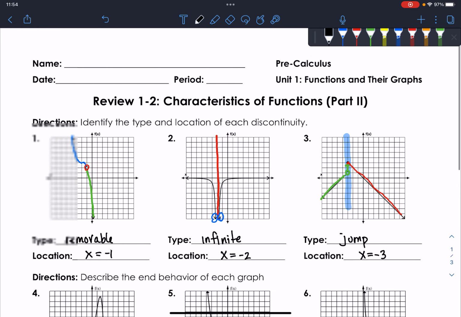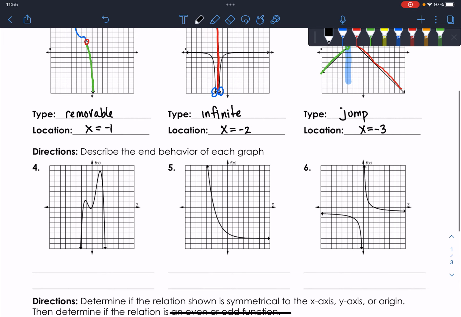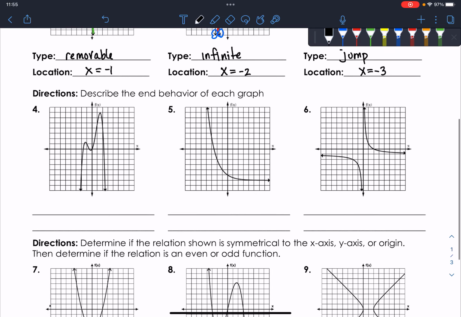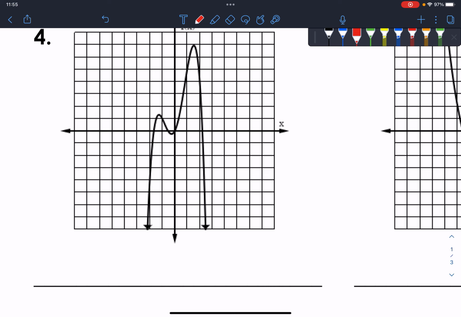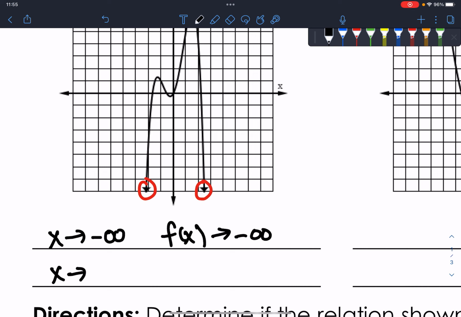And this again is from section 1.5. So the next section, 1.6, has to do with the end behaviors of our graphs. The end behaviors on graph number 4 are both pointing downwards. So we describe these end behaviors as x approaches -infinity, which is the left side, f of x is approaching -infinity. And as x approaches +infinity, which is the right side, it is also pointing downwards. So f of x is approaching -infinity as well.